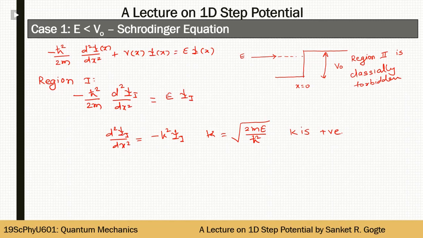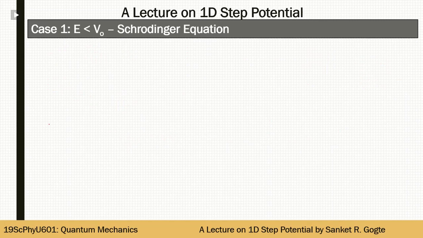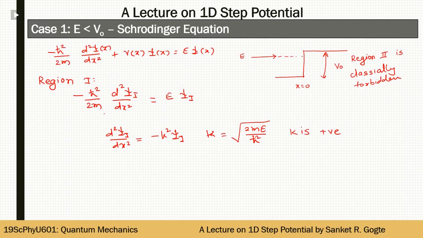Now let's write the Schrodinger's equation in the second region, in region 2. Let me do it here itself. So this is region 1. Now I'll write the equation in region 2, and the equation then is minus h cross square by 2m d2 psi 2 by dx2. I am not writing psi 2 as a function of x explicitly.